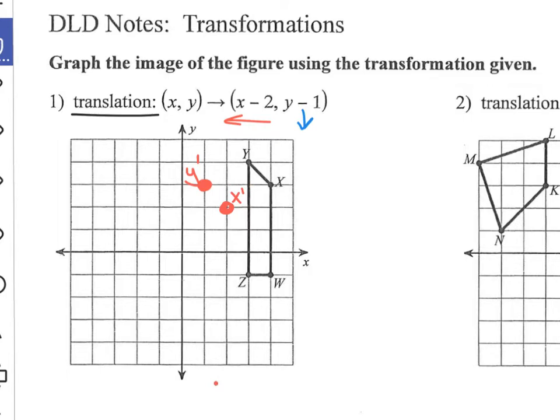Now let's do that for W. Point W is down here. I'm going to go left 2, down 1, and I'm going to label that W prime. And then for point Z, I'm also going to go left 2, down 1. So notice how each point moves the same amount. Left 2, down 1. That translation rule applies to all points.